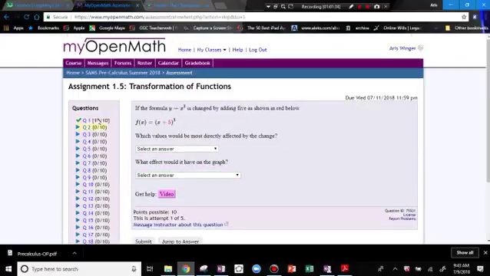So this would be pretty straightforward because you're basically going to go through all the summary that we just went through, right? 5 to the left, right?